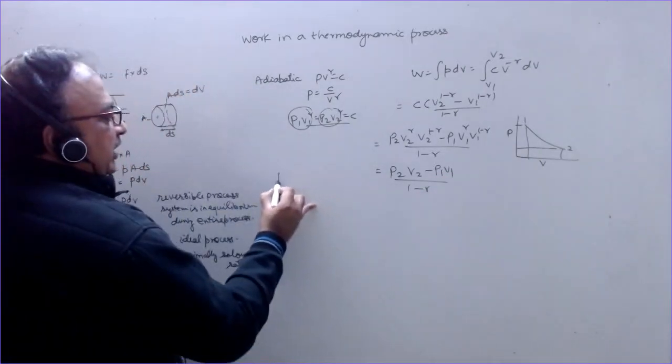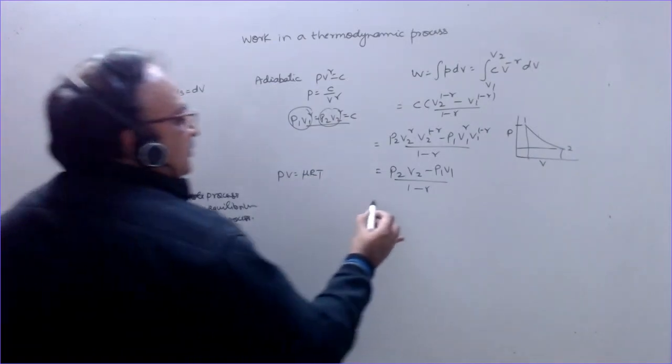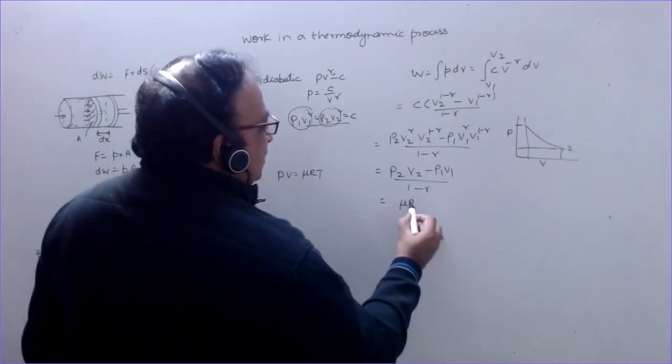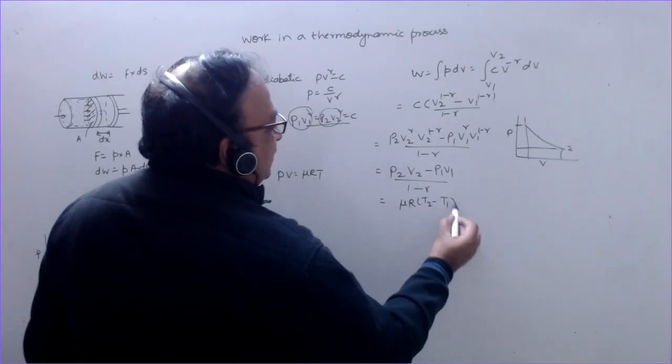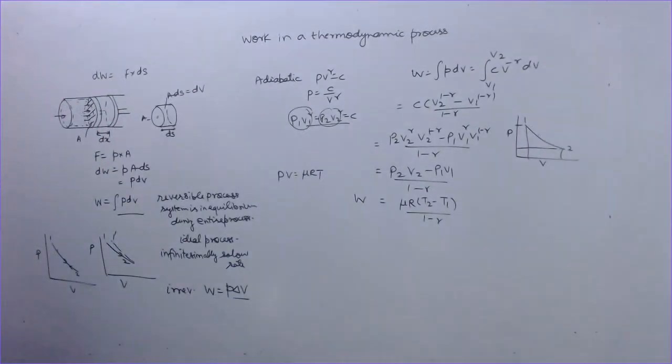And you know that for an ideal gas, PV equal to mu RT. So this is mu R (T2 minus T1) over 1 minus gamma. This is the work done during an adiabatic process.